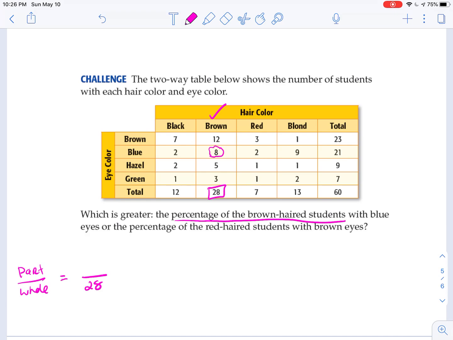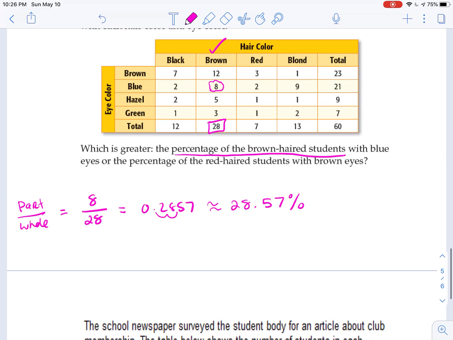What is next? Well, we want to know brown-haired students with blue eyes. So again, we can only look in the brown-haired column, and we are going to go to the blue-eyed row, where these two columns intersect. Brown hair, blue eyes. That gives me 8. So if I divide 8 by 28, because we do need to convert this to a percentage, we get 0.2857. To convert this to a percentage, we move our decimal over 2 places, and we get 28.57%. Okay? So that is brown-haired students with blue eyes.